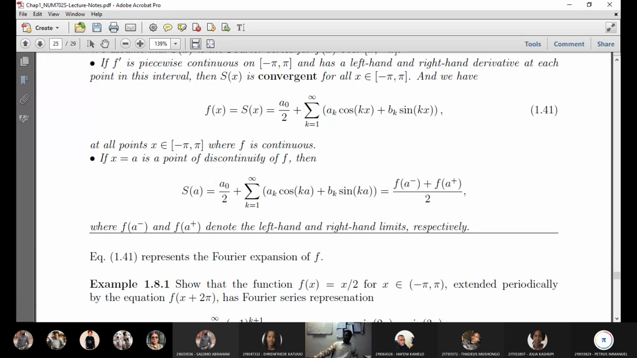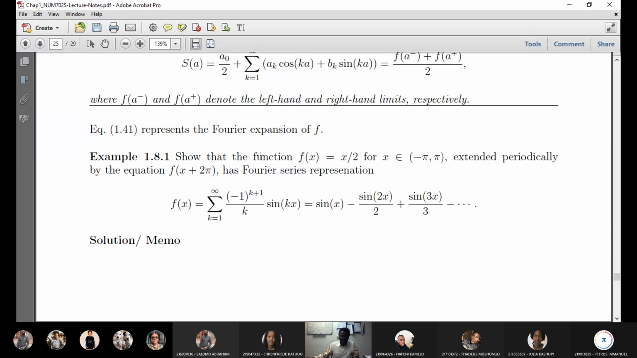Okay, so this being said, I ask you to go through this example. I ask you to read and prepare for what we are going to do today. So having set the stage, you can now dive into the problem.